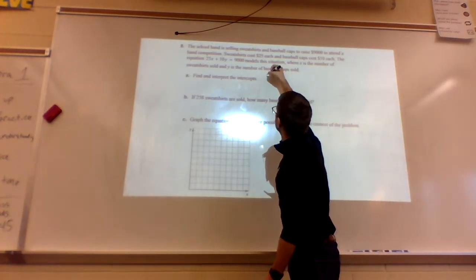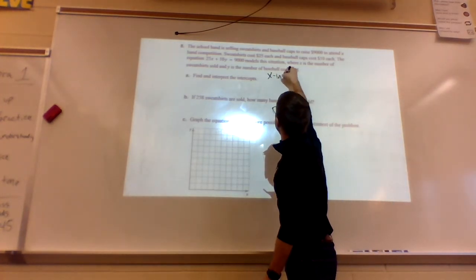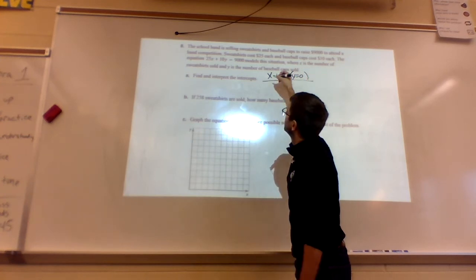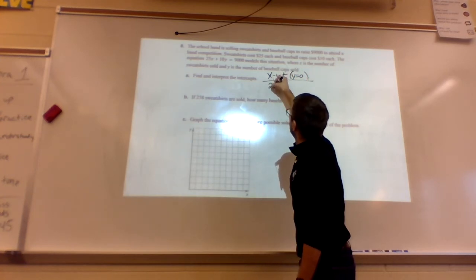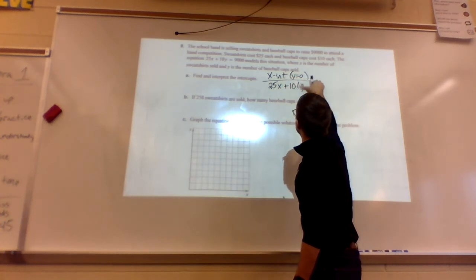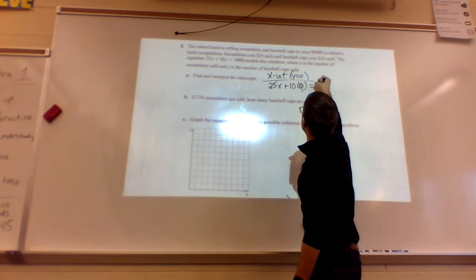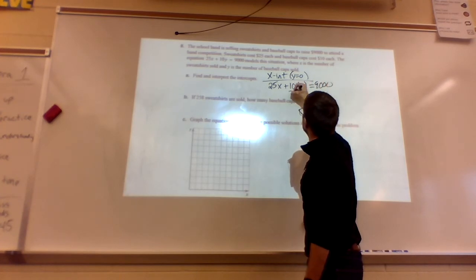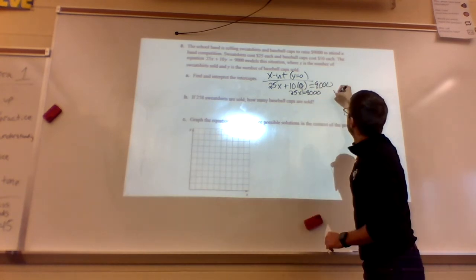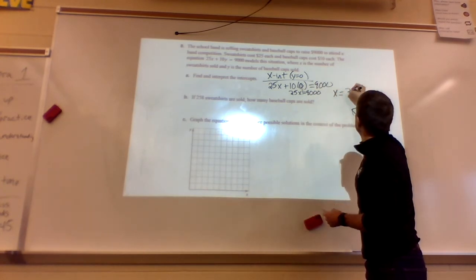Okay, so let's start with our x-intercept right here. We know when we do that, y equals 0. So we're going to do 25x plus 10 times 0 equals 9,000. 25x equals 9,000. When you solve that out, you should end up with 360.